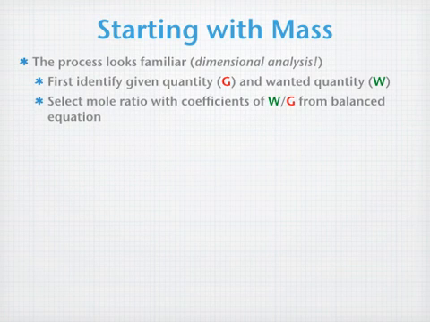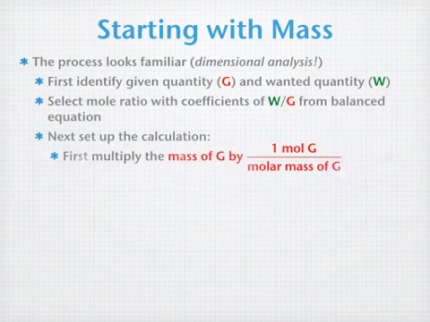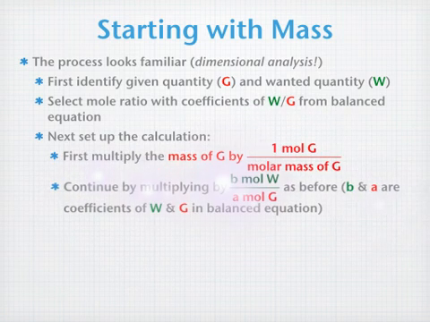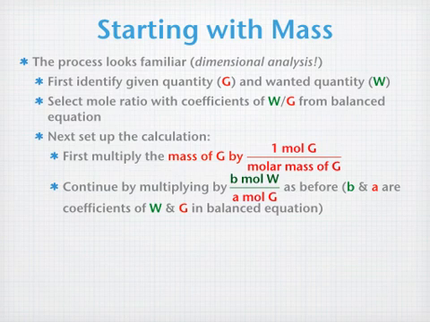As before, we'll select the mole-to-mole ratio with the coefficients of the wanted over the given from the balanced chemical equation. So let's see how this calculation is going to work. Since we're starting, in this case, with mass, we're first going to multiply the mass of the given by 1 mole over the molar mass of the given. We're then going to continue the dimensional analysis by multiplying by the mole ratio of the moles of the wanted over the moles of the given, where of course the B and the A are the coefficients of the wanted and given from the balanced chemical equation.